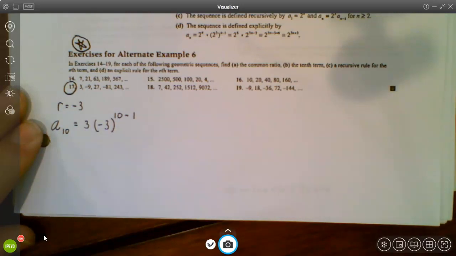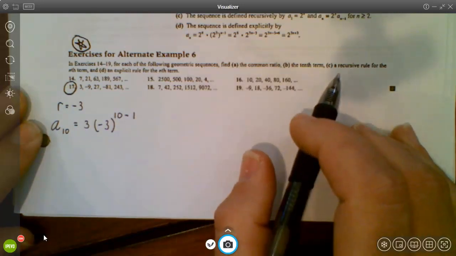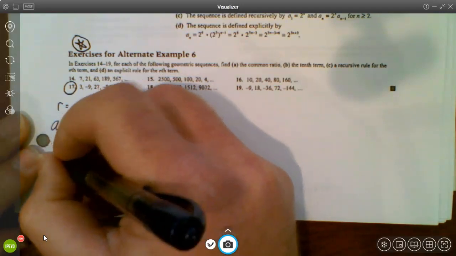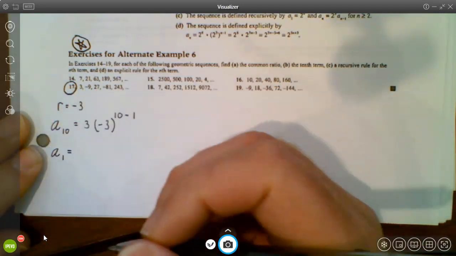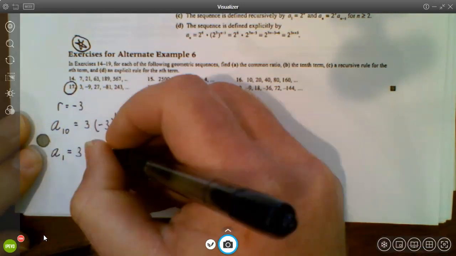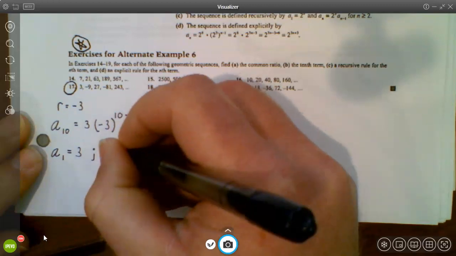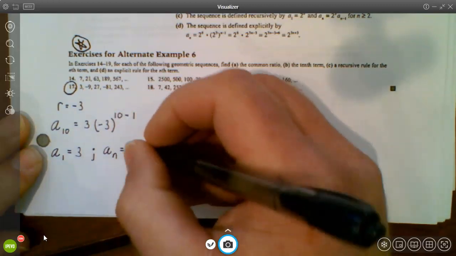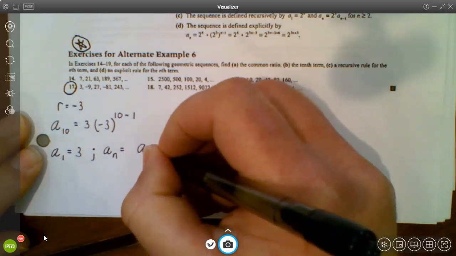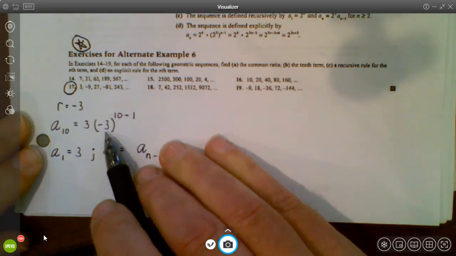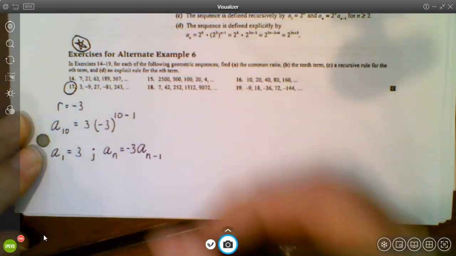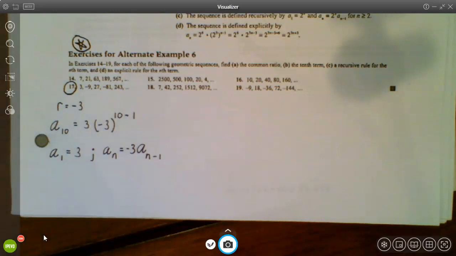As far as the recursive rule, again, for the recursive rule, you should always lay out the first term of the sequence, because then we are going to combine that with the recursive rule that says for any given term, I'm going to take the previous term and multiply it times -3. So that's the way I would write the recursive rule.